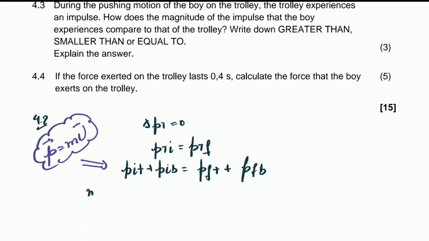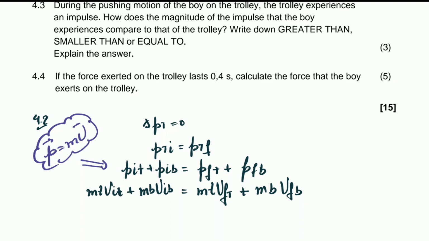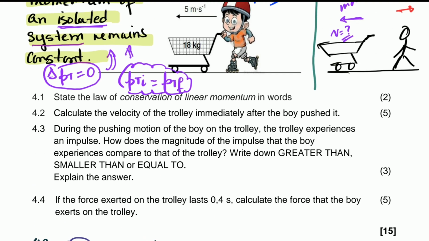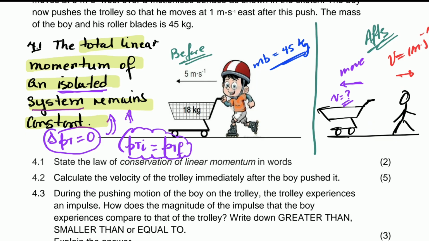So we have that the mass of the trolley multiplied by the initial velocity of the trolley, plus the mass of the boy multiplied by the initial velocity of the boy, is equal to the mass of the trolley multiplied by the final velocity of the trolley plus the mass of the boy multiplied by the final velocity of the boy. Before we substitute the numerical values, there is motion in two directions, so we select which direction we want as positive. Because there is more motion to the left, we're going to take left as positive. In this case, it's west.